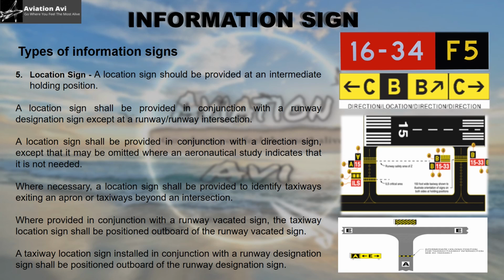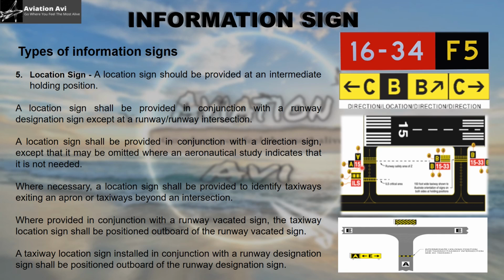Where necessary, a location sign shall be provided to identify taxiways exiting an apron or taxiways beyond an intersection, which is self-explanatory. Where provided in conjunction with a runway vacated sign, the taxiway location sign shall be positioned outboard of the runway vacated sign. As we can see here, whenever the location sign is supplemented with a runway vacated sign, it is outboard to that particular taxiway. A taxiway location sign installed in conjunction with a runway designation sign shall be positioned outboard of the runway designation sign, as we have already seen here.